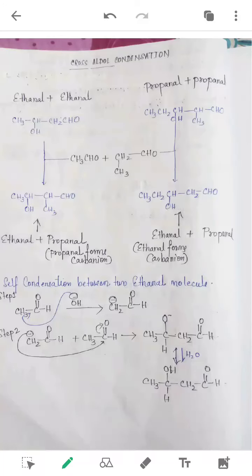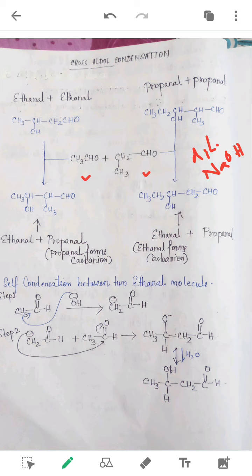Let us talk about cross-aldol condensation. In aldol condensation, we know there is a reaction between two different aldehydes having alpha hydrogens in the presence of a dilute base. The base usually taken is dilute NaOH. We have taken two aldehydes, ethanal and propanal, having alpha hydrogens.